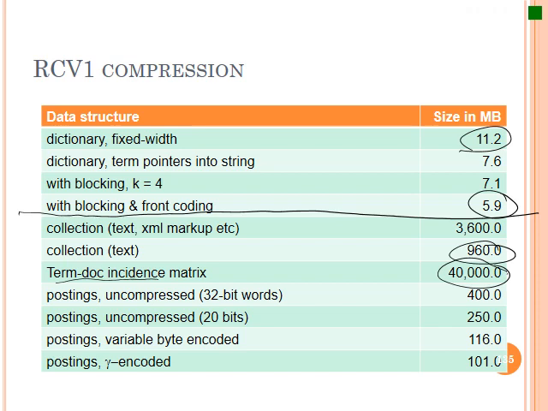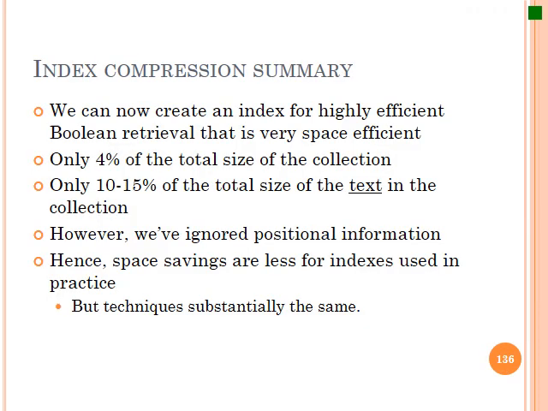If you don't compress the postings, the postings will be 400 megabytes. If you compress using 20 bits, that's 250 megabytes. If you do variable byte encoding, it's 116. If you do gamma encoding, it's 101. So in the end, it's these two things summed together: dictionary plus postings.